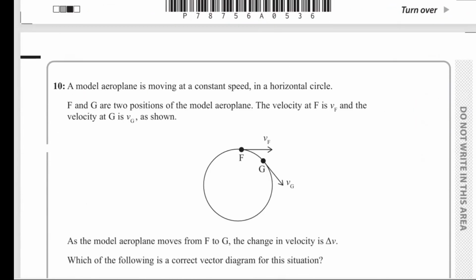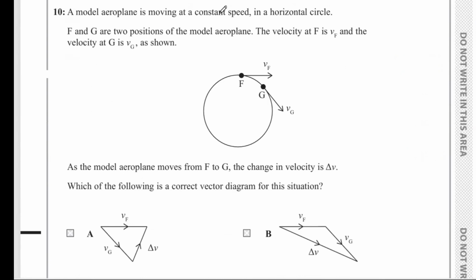Similarly, I've got this question number 10, a very technical question. You've got a model aeroplane. F and G are two positions of the model aeroplane. The velocity at F is Vf and the velocity at G is Vg, as shown. This is going to be the final velocity, strictly speaking, and this is going to be the initial velocity. As the model aeroplane moves from F to G, the change in velocity is delta V. Which is the correct vector diagram for this situation?